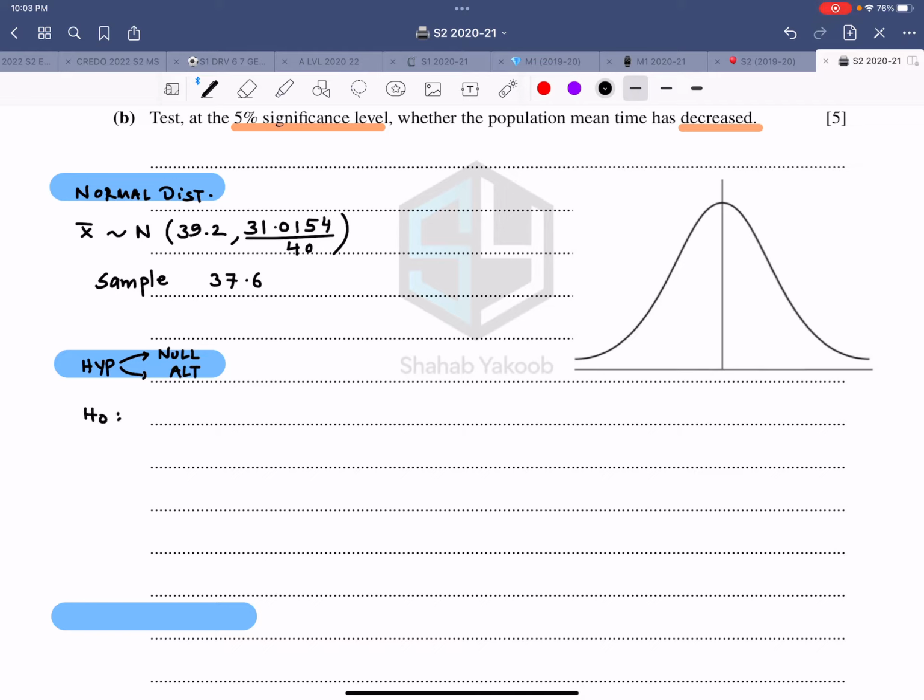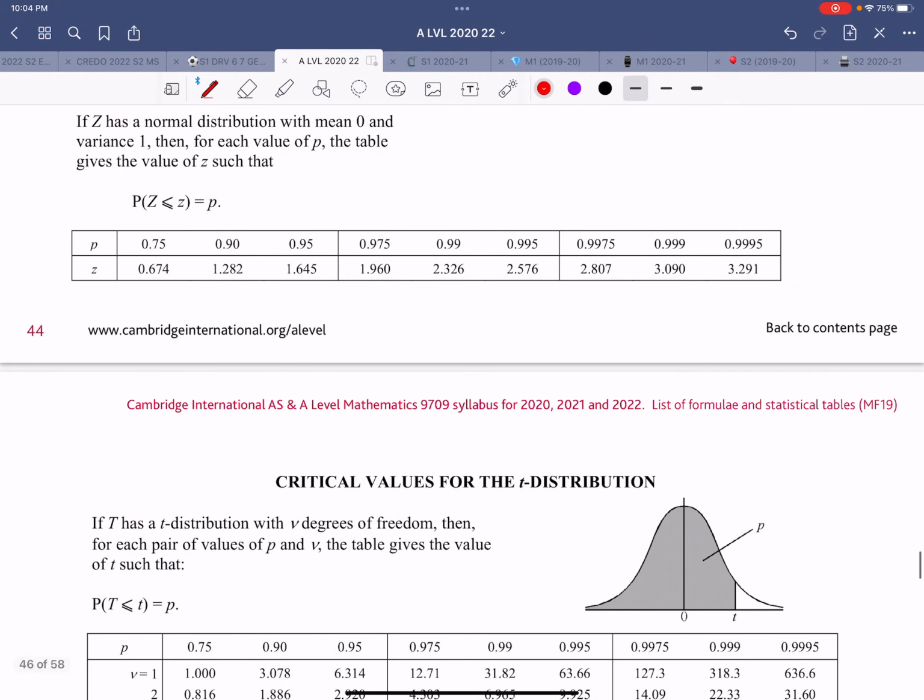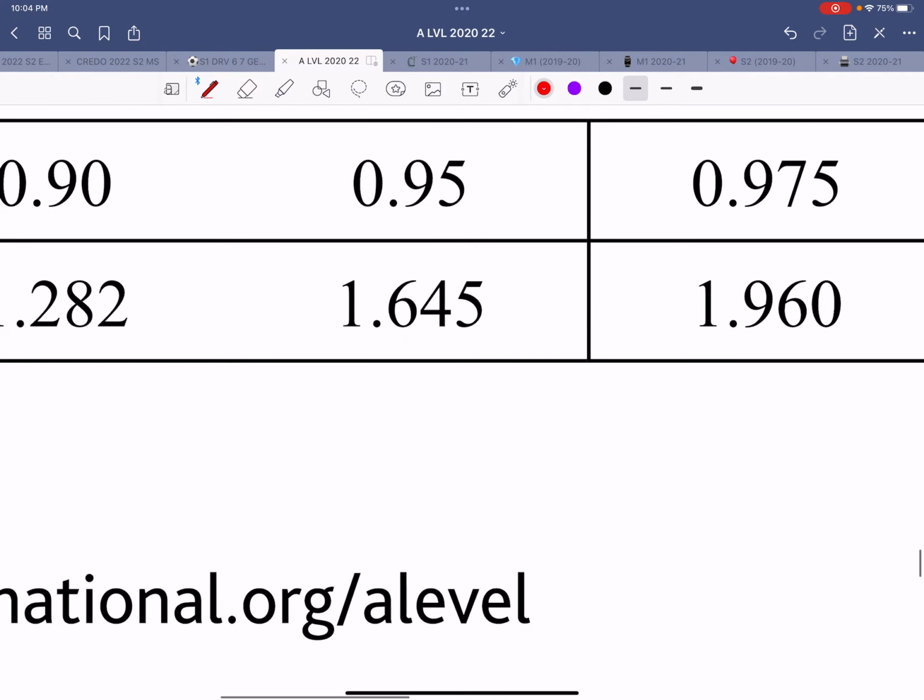Second thing, the hypothesis, the null hypothesis and the alternative hypothesis. H naught, that is the status quo, things as they are, that is 39.2. H1 is about a decrease, it's a one tail test, a lower tail test, for 5% significance level. So let me go to the table, let me label this as 5%. So this is 5% and this z value is negative 1.645. That is the standard value, and of course you can look it up in the strip over here. For 95% it is 1.645.